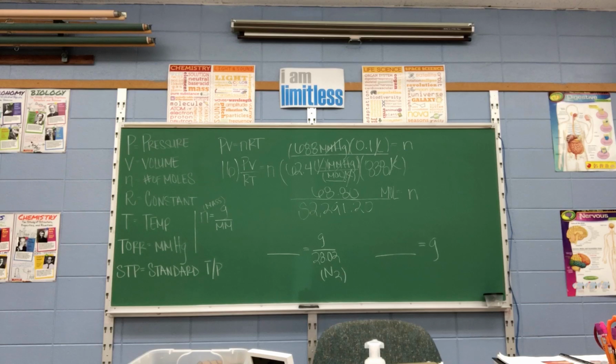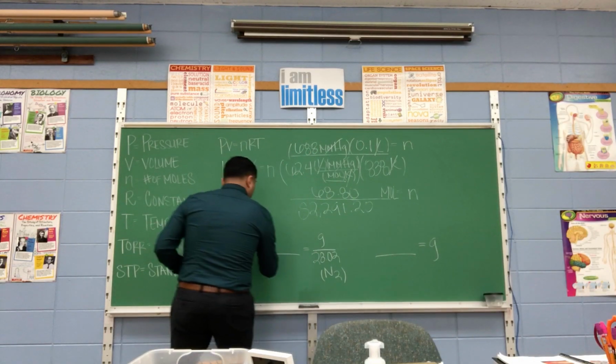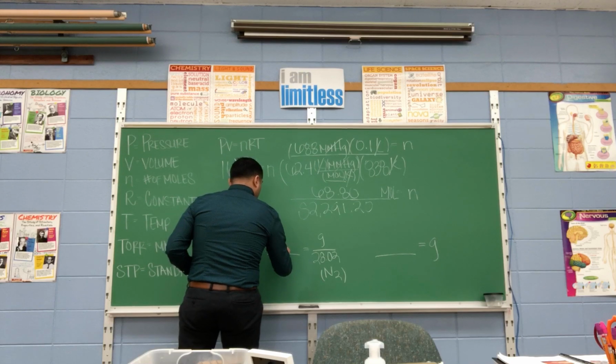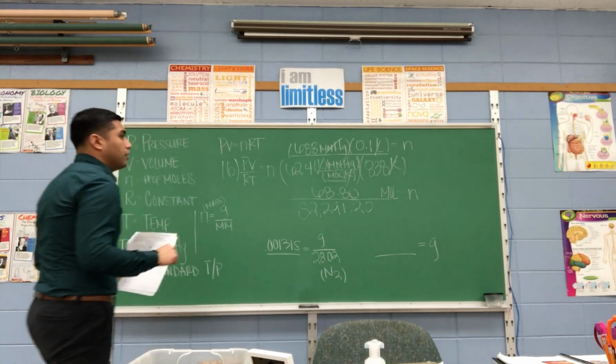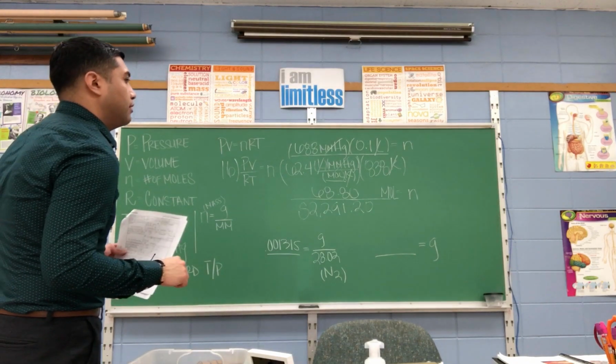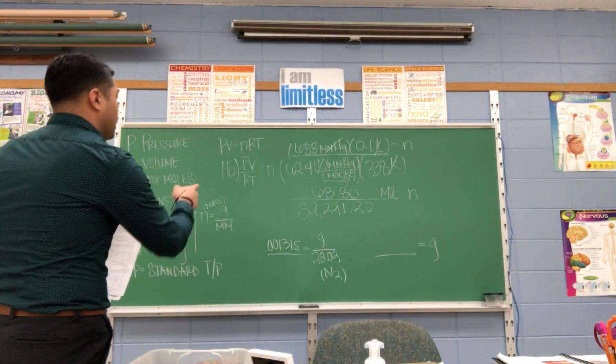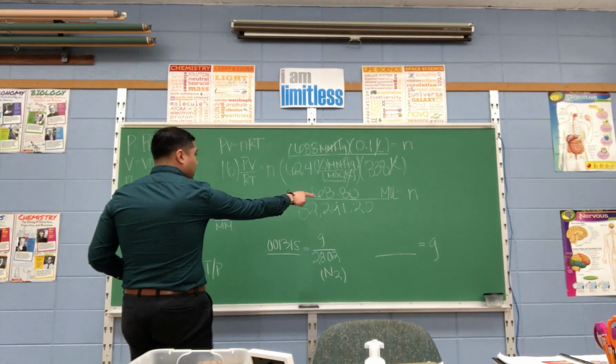All you're going to do now is once again divide 68.80 at the top divided by your 52,291.20 at the bottom. It's going to give you a long decimal. It should be 0.001315. And remember that that is your N.